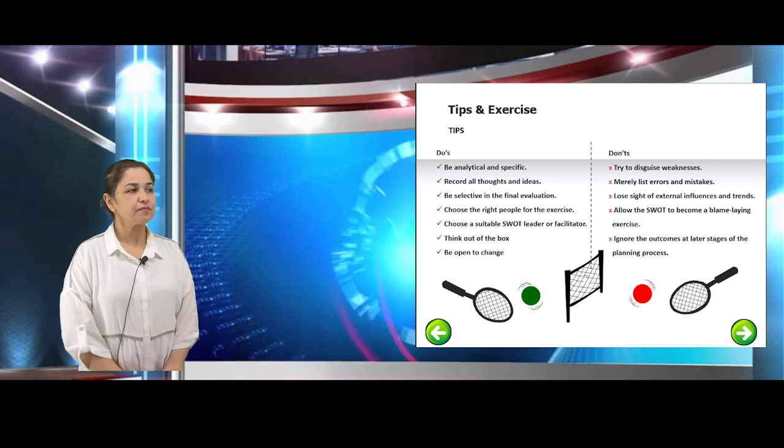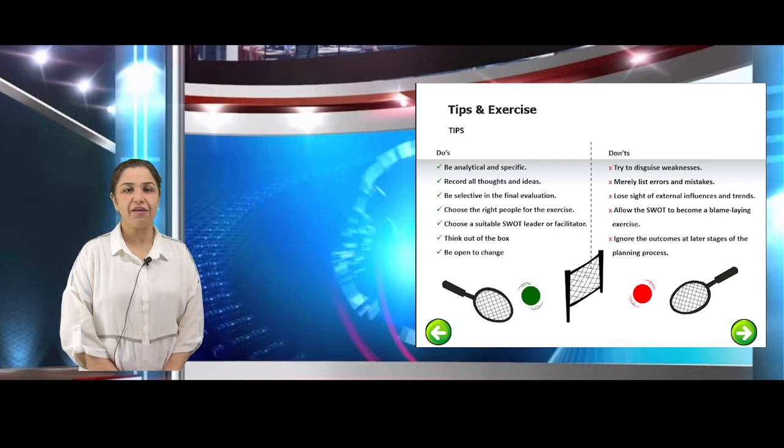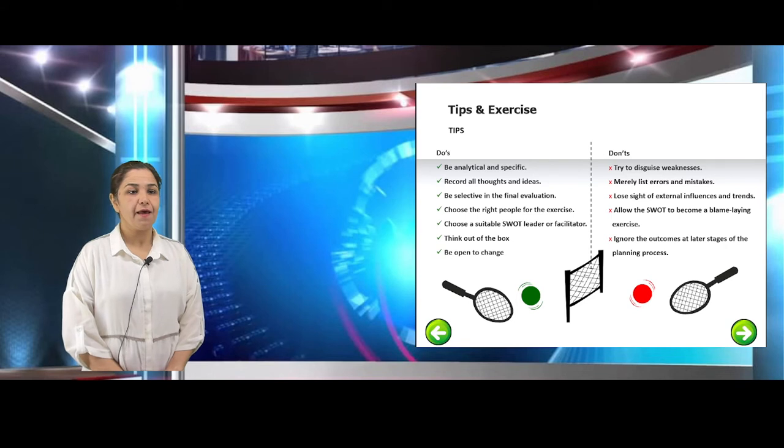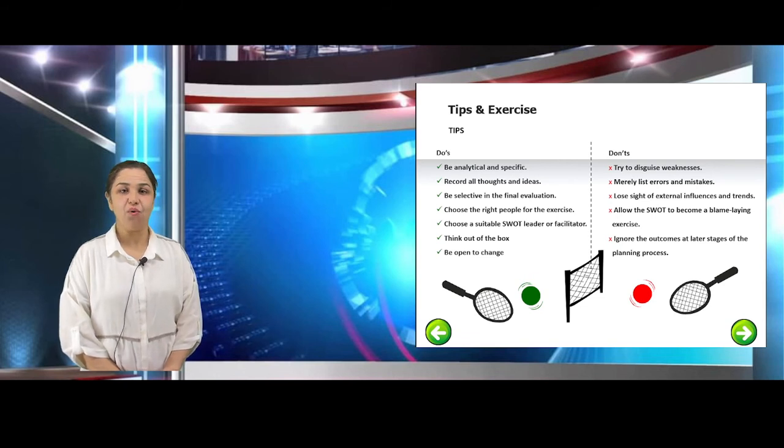So here are some main answers on how to do and don't for having research in a SWOT analysis. You must, as a company leader or as a manager of the company, be analytical and specific in having this SWOT analysis. You have to record all thoughts and ideas, and you have to be selective in the final evaluation. So taking into consideration your employees and the customers, you need to choose the right people for running the business. And you have to choose a suitable SWOT leader or facilitator. Think out of the box and be open to change.